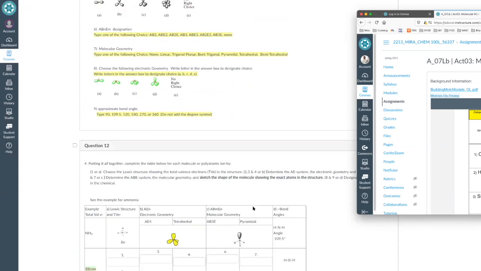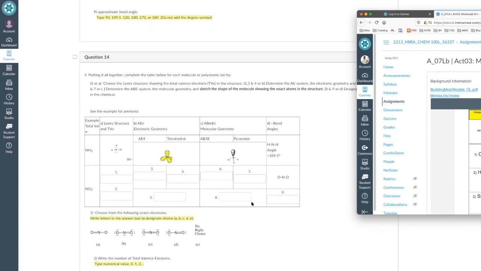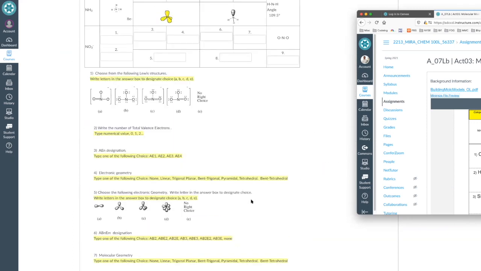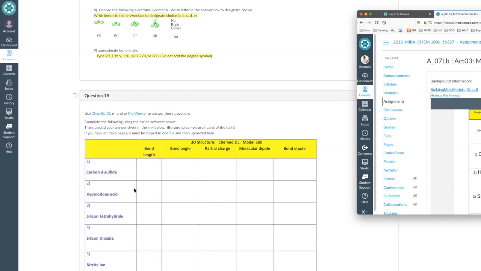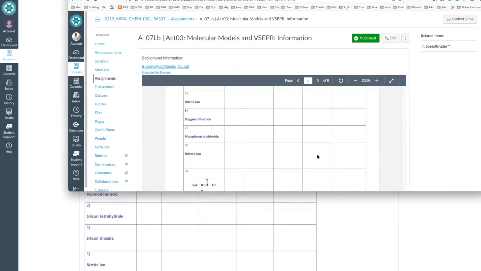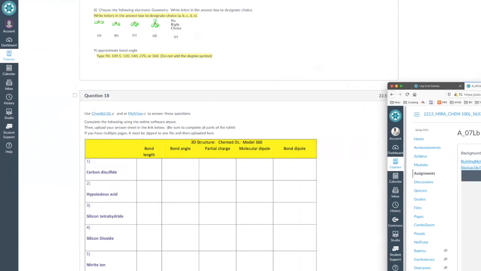And then the last part, so there's a bunch of questions like that, and each one is a separate question. The last part is this right here. Okay, this is the last part of your activity. What you want to do is figure out the bond angle, the bond length, the partial charge, molecular geometry, and the bond dipole. Now, this is not something that you would figure out. It's something that you would look up.